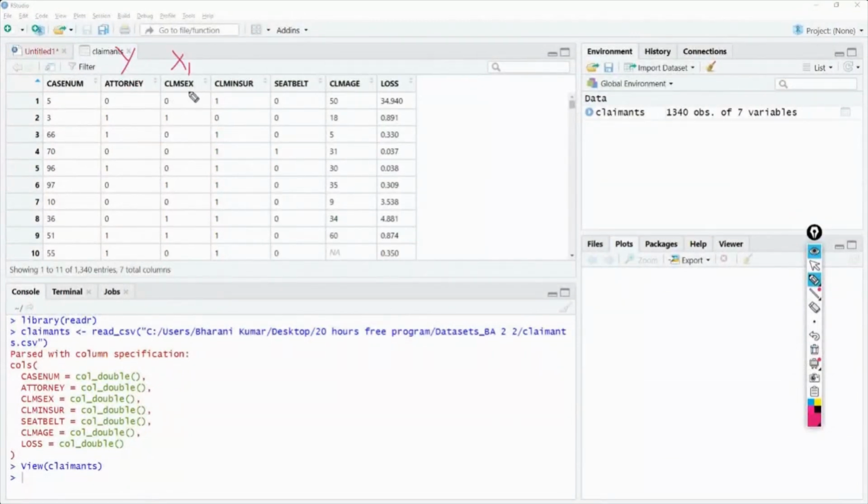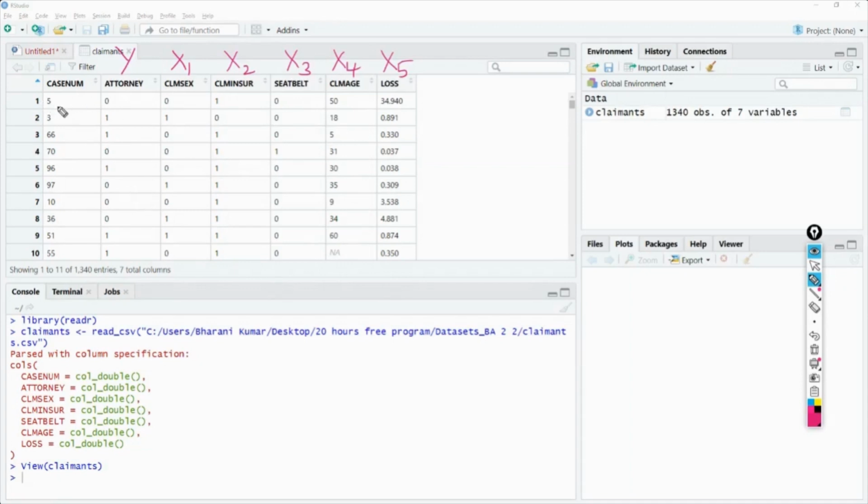For this output variable, you have claimant sex, which is gender, male or female. Claimant insurance: does a person have an insurance policy or not? Was the person wearing a seatbelt or not? What was the claimant age? And what was the loss incurred? You have all these details. And you have the case number. Case number is the application number.